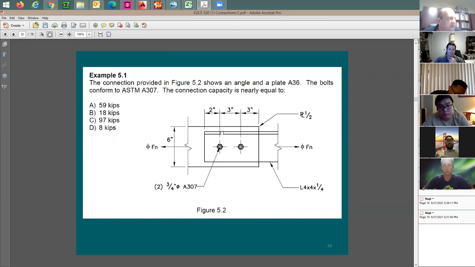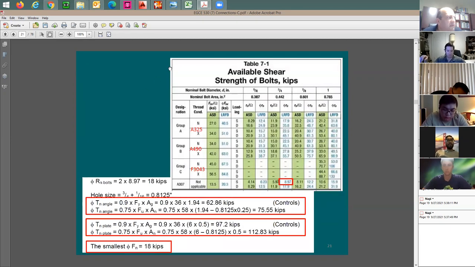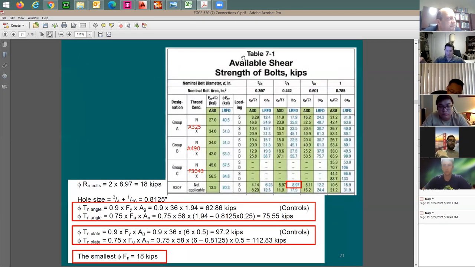So I'm looking here for the size. It says here, 2 3/4 inch, okay? I have two bolts, 3/4 inch, A307. Looking here at my table, table 7.1, A307 is gonna be shear, I'm gonna be using single shear. I'm gonna go here to 3/4 inch, and here's the strength. Roughly 9 kips per bolt. I have two bolts, so it's gonna be 2 × 8.97, which is 17.9, about 18 kips.